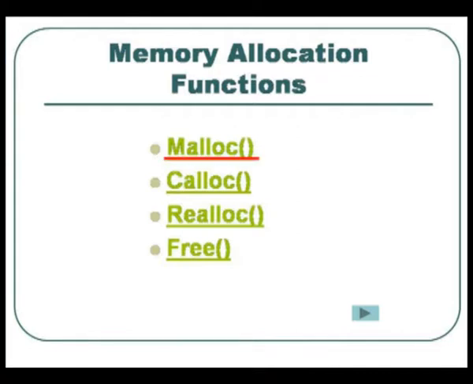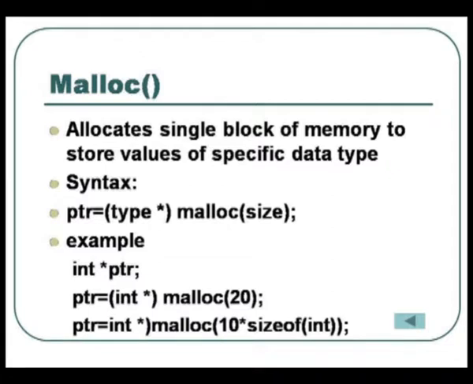So these are the memory allocation functions. In that, malloc, calloc and realloc are used for allocating the memory. Free is used for releasing the memory. So now we will see how each of these work. All of them allocate the memory, but they do it slightly differently.